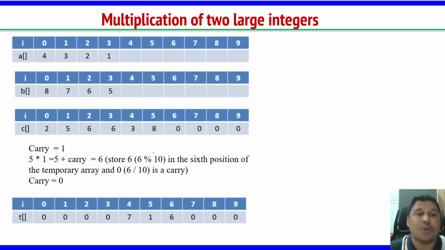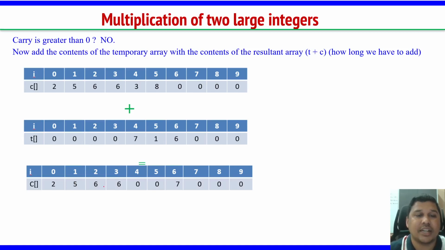Once it is completed, what are we trying to do? We will be trying to add the C array with the T array. We have to add the C array with the T array. So when I add it, we get the final result like this.